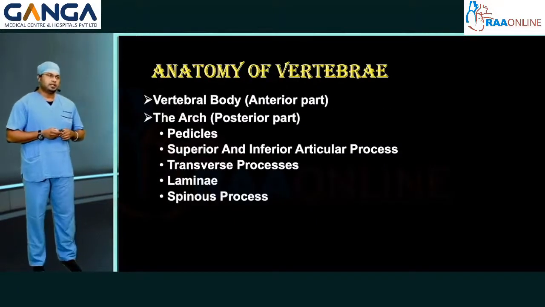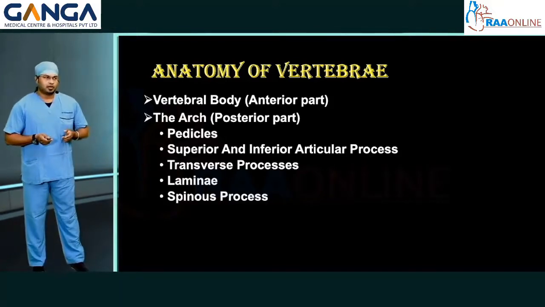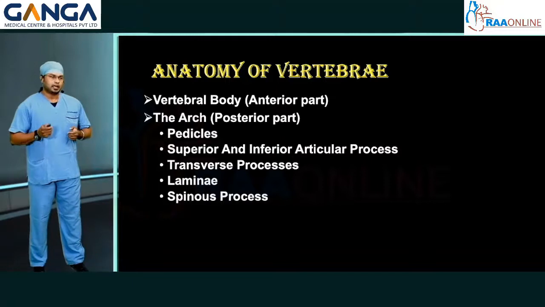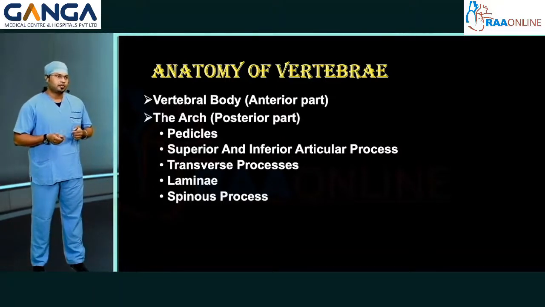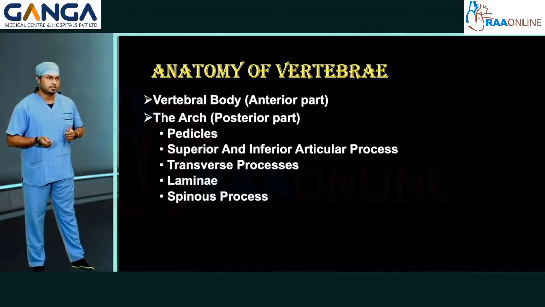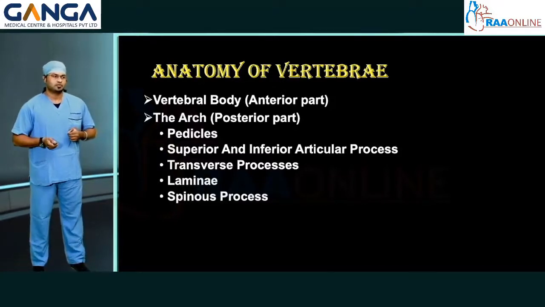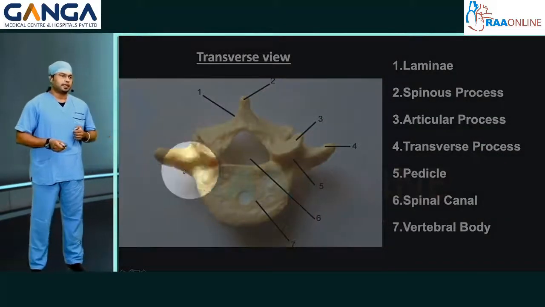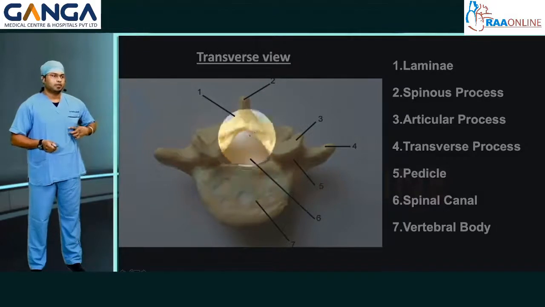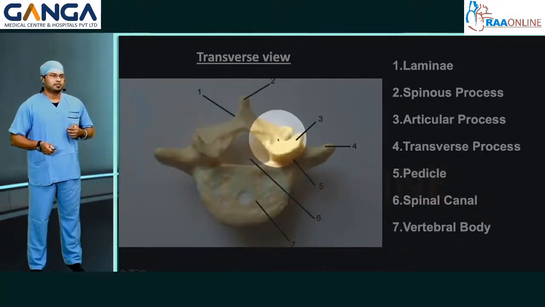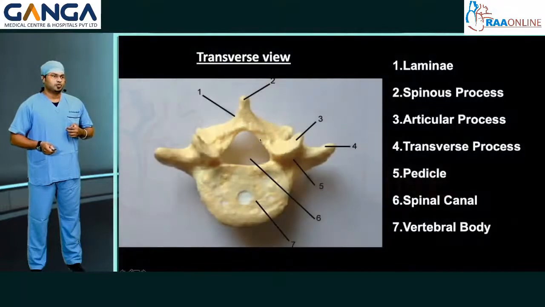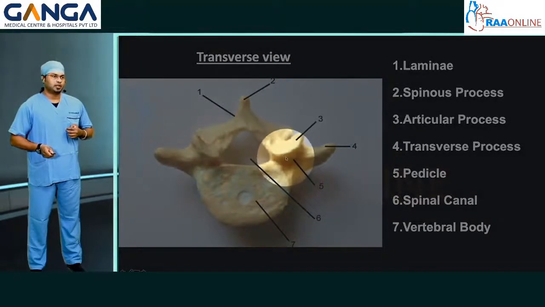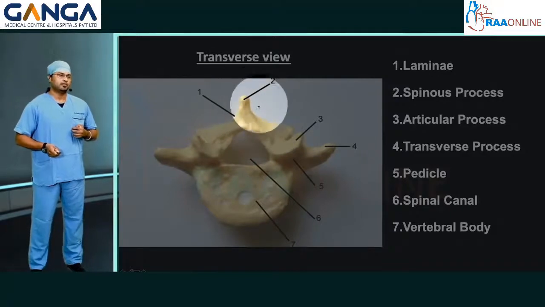So we quickly revisit the anatomy of the vertebrae. A typical vertebra consists of a vertebral body anteriorly and an arch posteriorly. The arch comprises pedicles, superior and inferior articular processes, transverse processes, laminae and the spinous process. If we take the transverse view of the vertebra, it contains the vertebral body anteriorly and the arch posteriorly, and the spinal canal lies in between both. The posterior arch comprises the pedicle, the superior and inferior articular processes, the transverse process and the lamina, which unite in the midline posteriorly forming the spinous process.